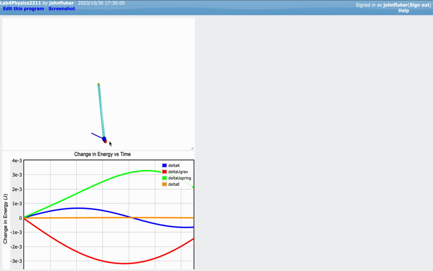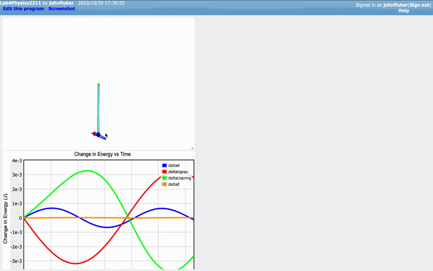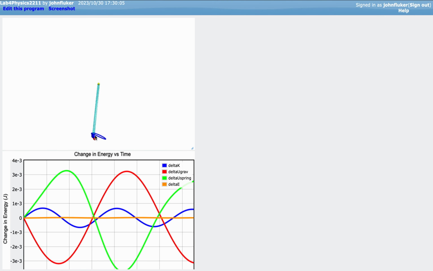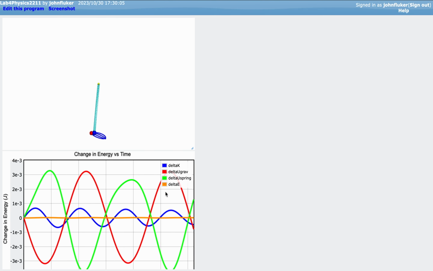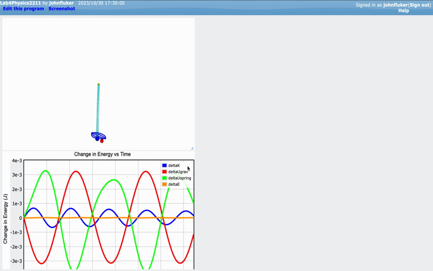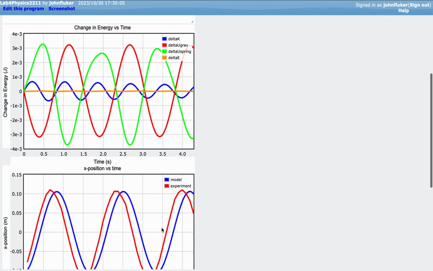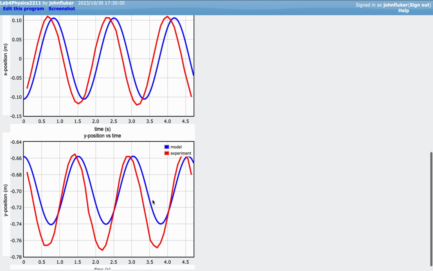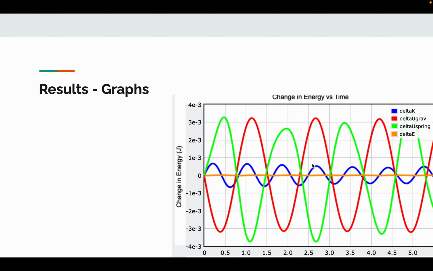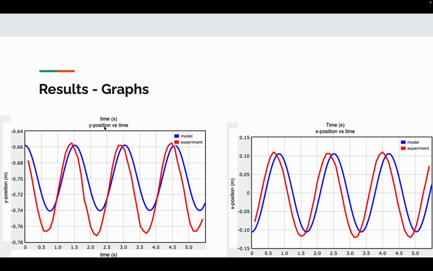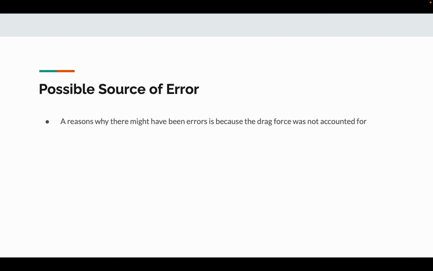Now here you can see the spring potential. We see the mass of our oscillating spring moving around, and then our delta K, delta U grav, delta U spring, and delta E, and our change in X, and also our change in Y. We can see our energy graphs, and then our Y position and our X position.